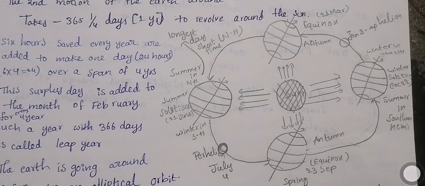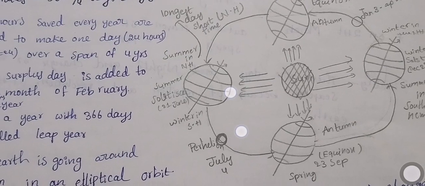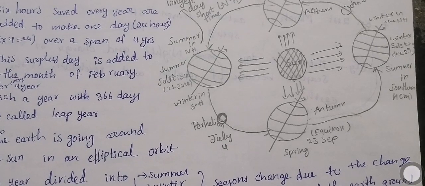This is called the summer solstice. On the summer solstice, it is the longest day in the northern hemisphere and the shortest day in the southern hemisphere. Next, perihelion. We already saw that perihelion is the position nearest to the sun, that is July 4th.